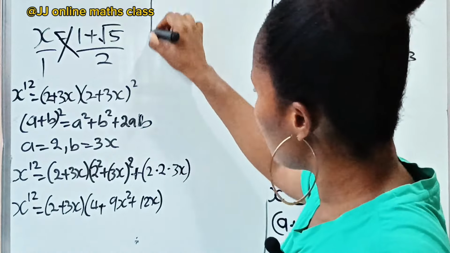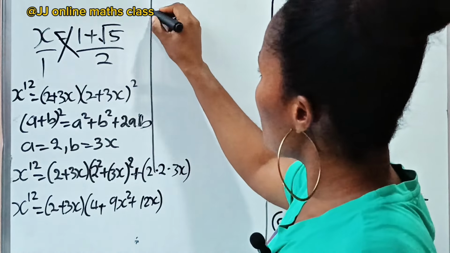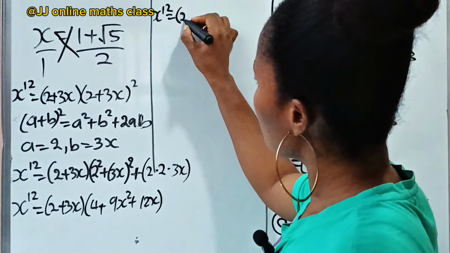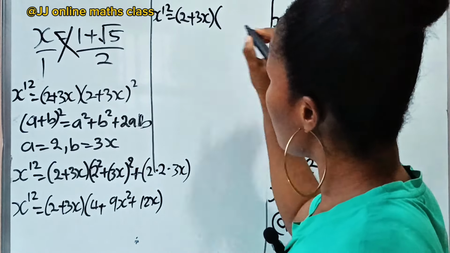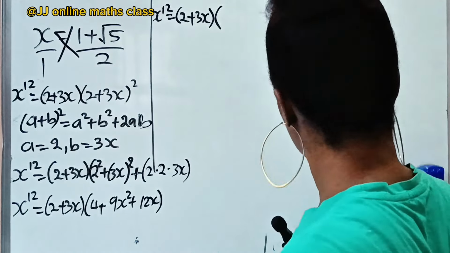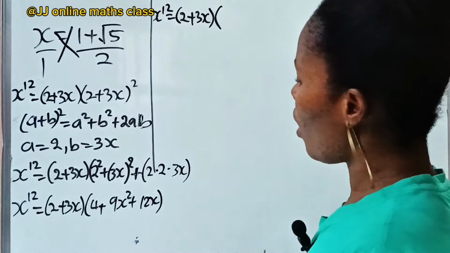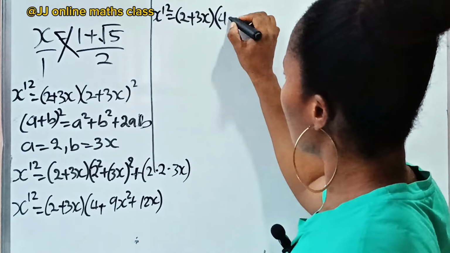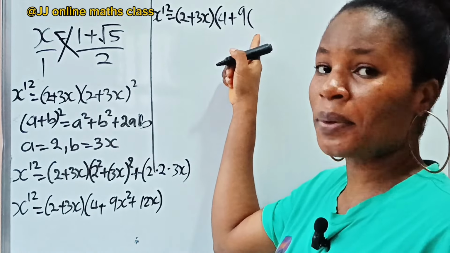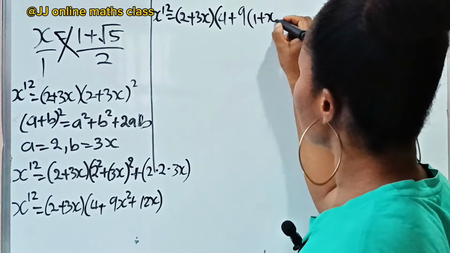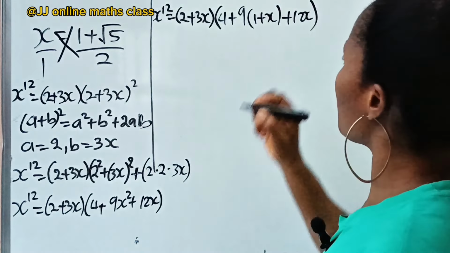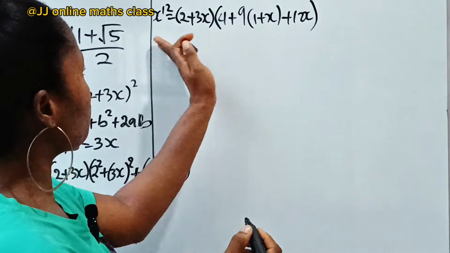All right, now this is what we have. Permit me to draw this line. So we now have that x to the power of 12 is equal to (2 + 3x). We open this bracket. This is becoming longer. Okay, so we have 4 plus, remember the drill, 9 brackets. Remember our x squared is 1 plus x, right? 1 plus x, that is for the x squared, plus 12x. Okay, now let's solve.